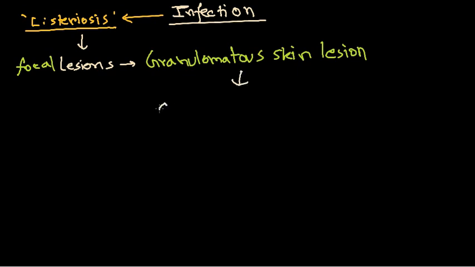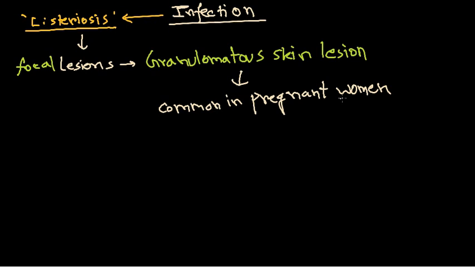It is very common in pregnant women, as well as in individuals who are immunocompromised. In pregnant women and in many women, we can see vaginal colonization of Listeria monocytogenes.